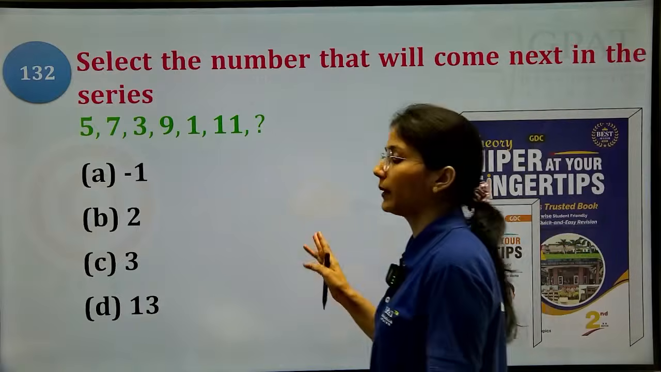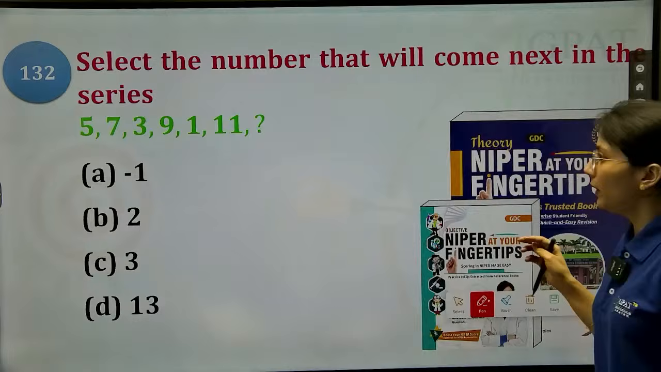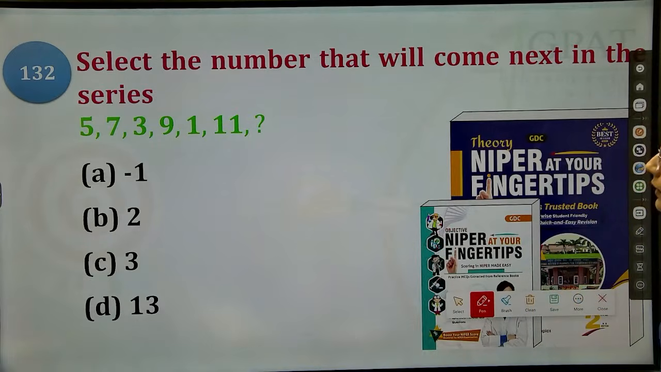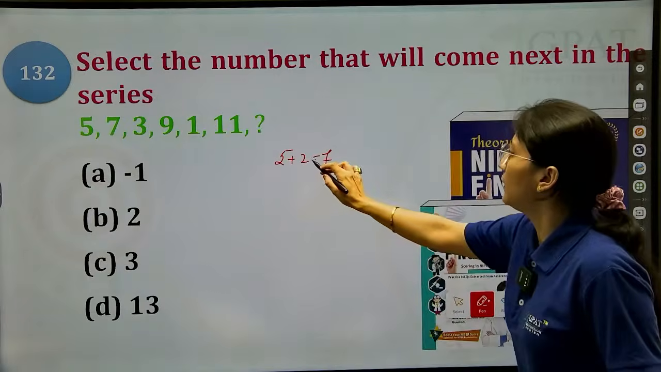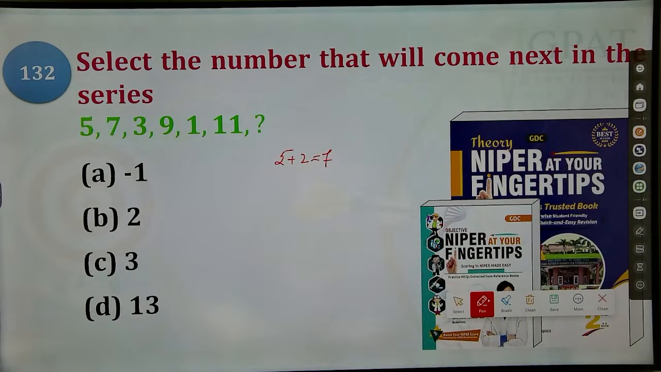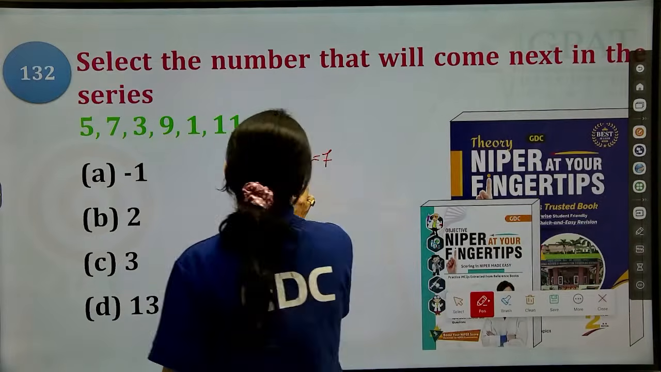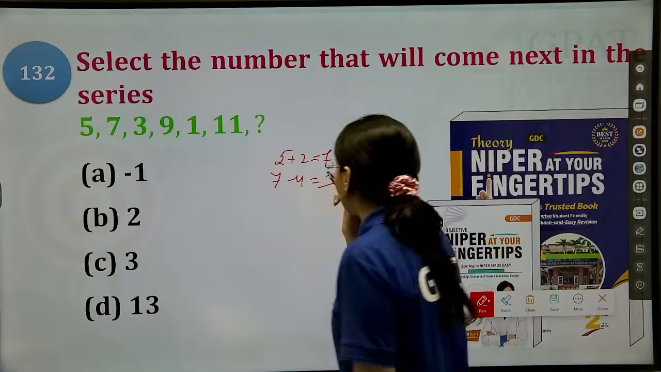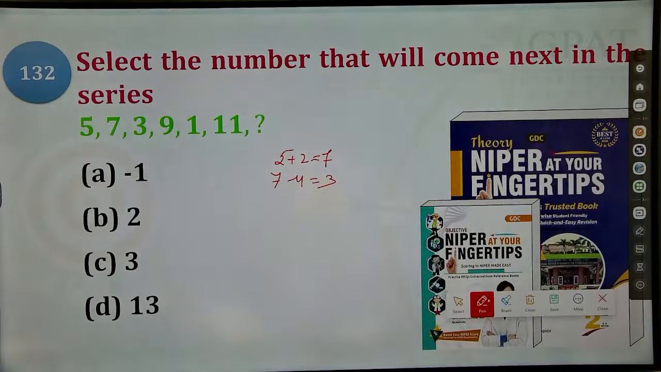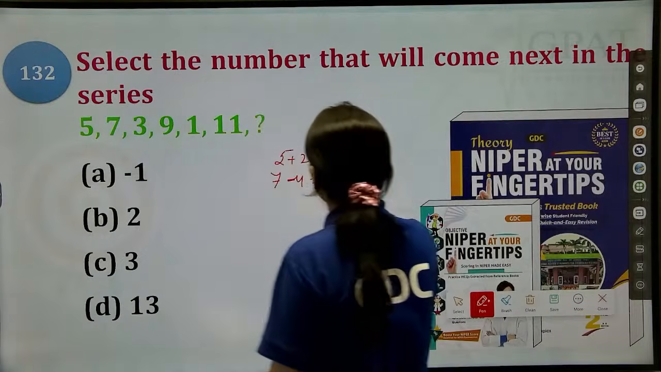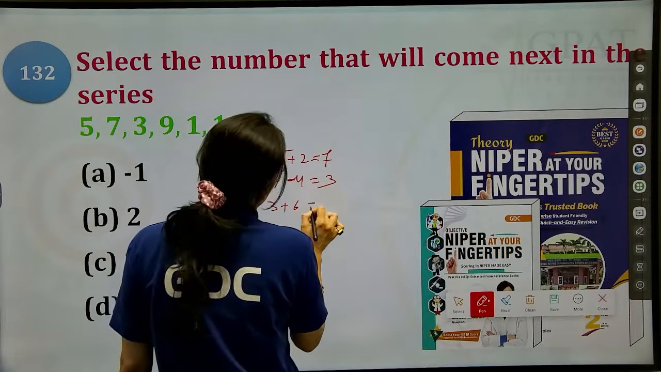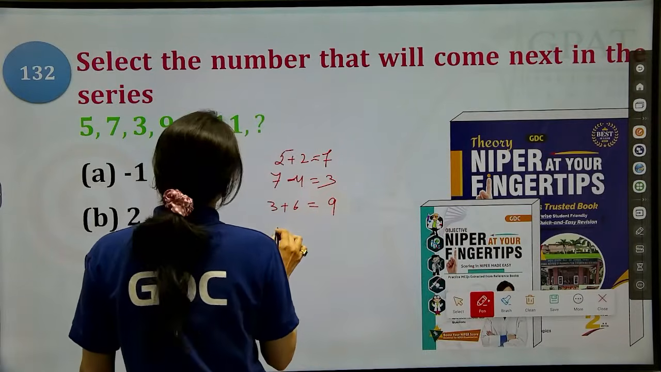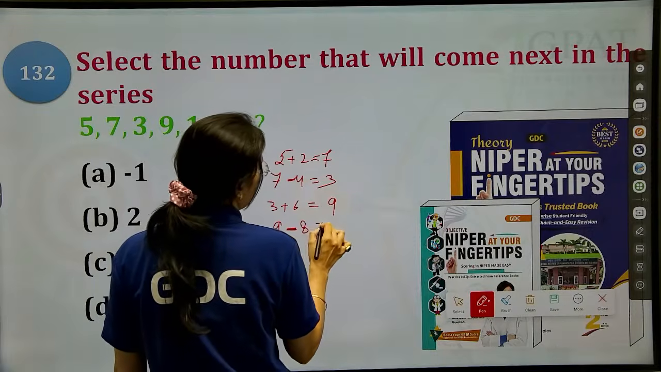Now question number 132, the series. We have to replace the question mark with the appropriate number. 5, 7, 3, 9, 1, 11. So how will you get it? 5 plus 2 is 7. If you subtract 4 from 7, you get 3. Again, 3 plus 6 is 9. Then 9 minus 8 gives 1.